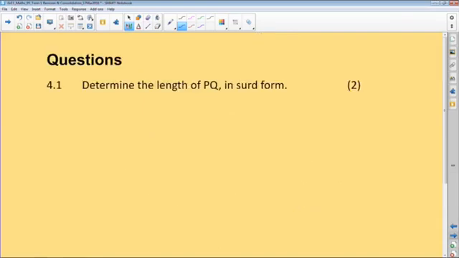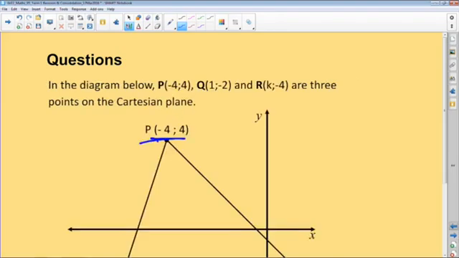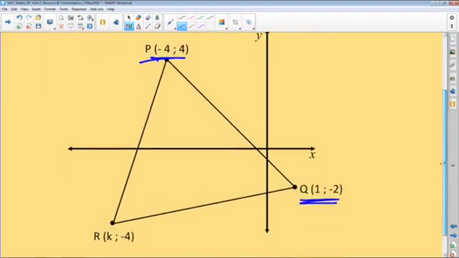Let's now look at the questions. Determine the length of PQ. You need to work quickly, guys. It's 2 marks. I'm giving you 2 minutes as well. You're working out the length of PQ. I'll leave your diagram open. You need to work out what PQ is, right? There you go, 2 minutes, let's work.